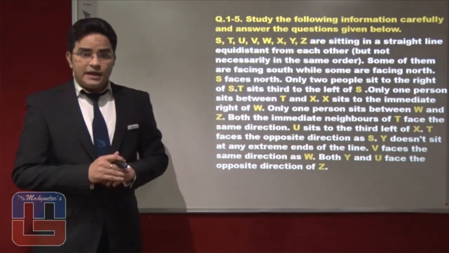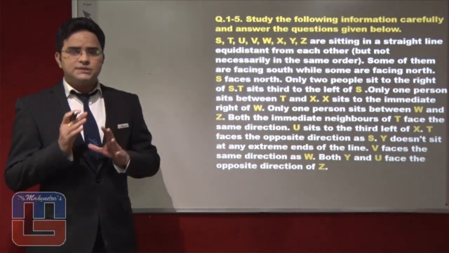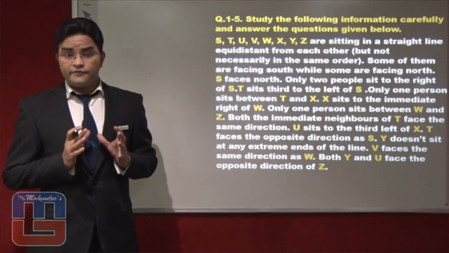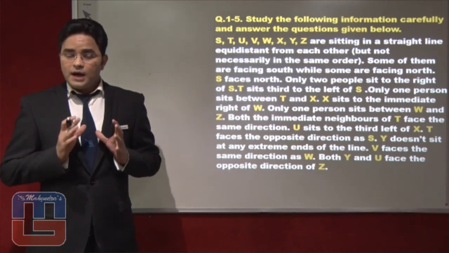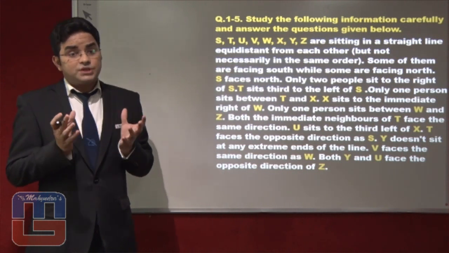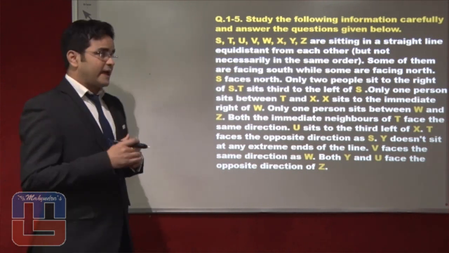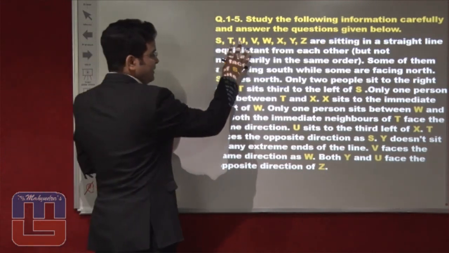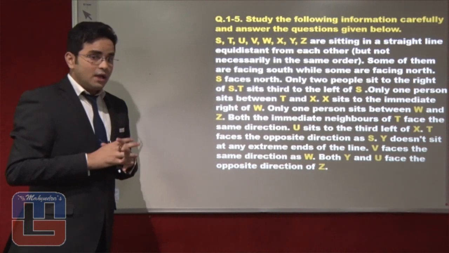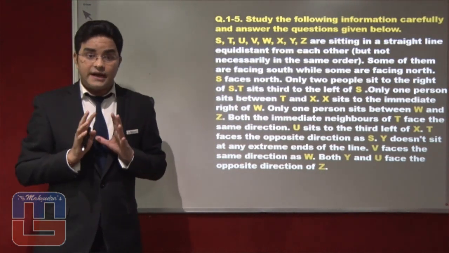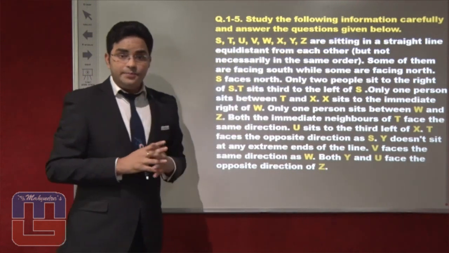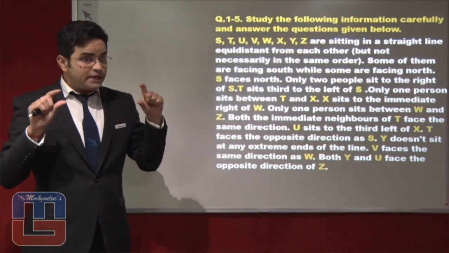If you're getting any question of sitting arrangement, puzzle or anything like this, what do you have to do? Firstly, you have to read the question very carefully, at least one or two times. After reading the question, you have to decide from which particular statement to start drawing. So let's read the question. Firstly, S, T, U, V, W, X, Y and Z are sitting in a straight line. You have to count how many persons are sitting: 1, 2, 3, 4, 5, 6, 7 and 8. 8 persons are sitting in a straight line, in a single row.